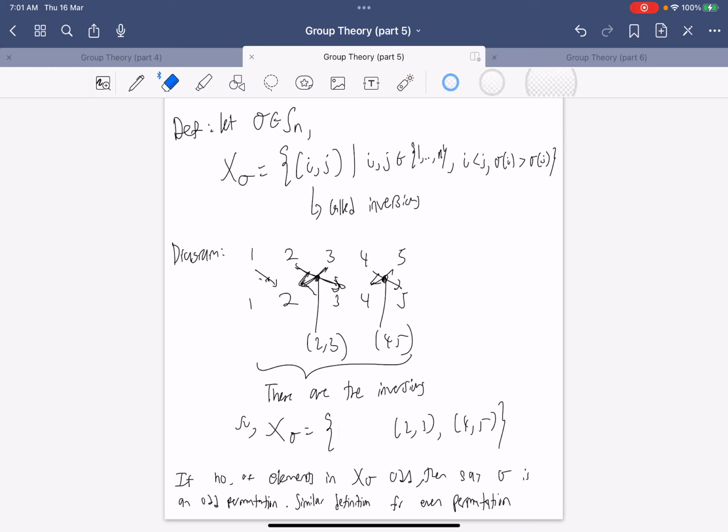So it's just 2, 3 and 4, 5. So it corresponds to where these maps intersect each other. And if the number of elements in this x sigma is odd, then we say that sigma is an odd permutation. And a similar definition for even permutation, where the number of elements in x sigma is even.